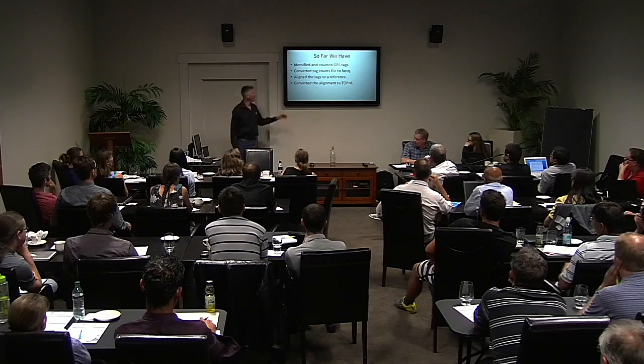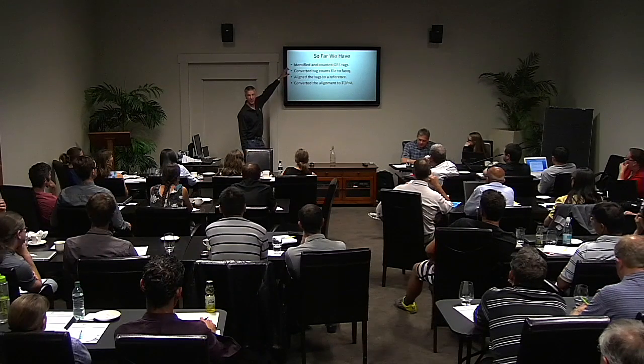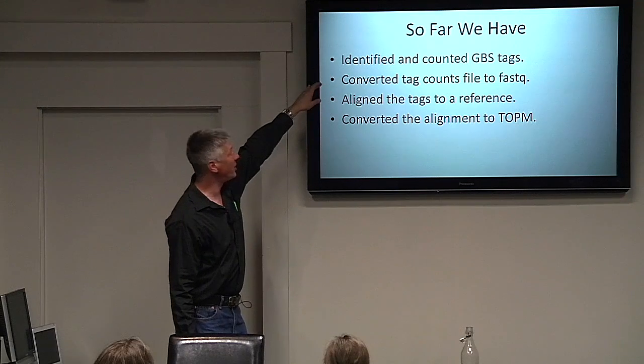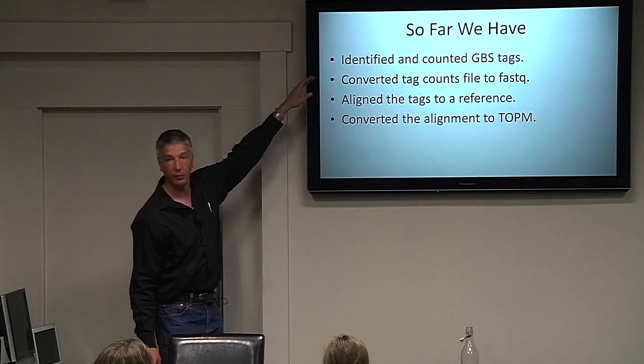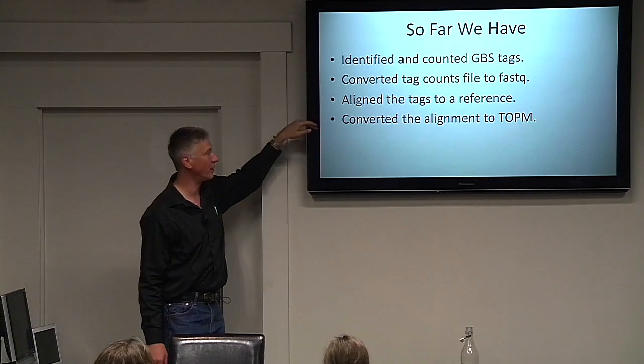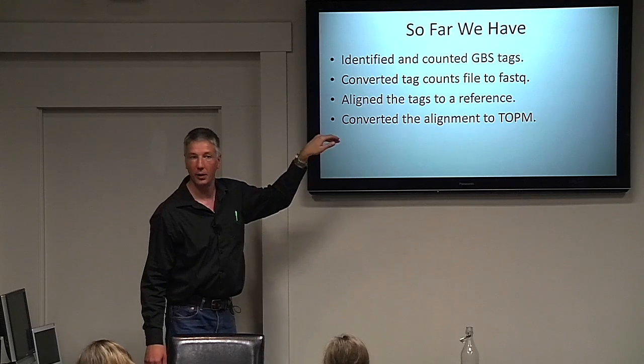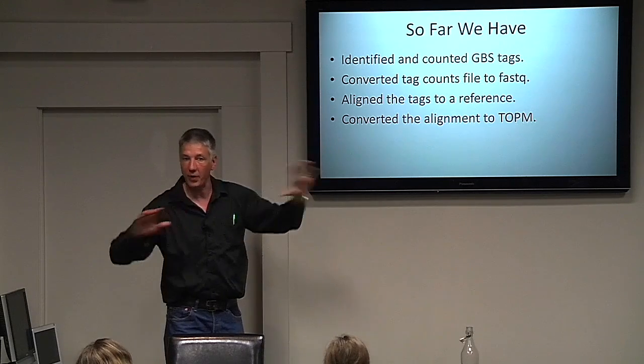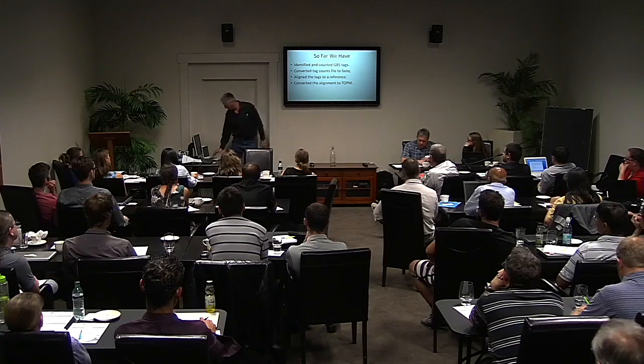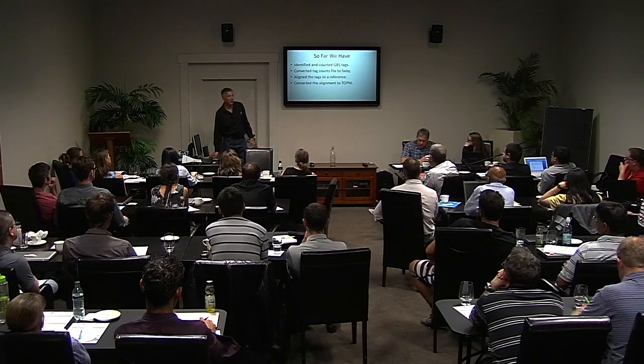Okay. So far what we've done is we've identified and counted the GBS tags. We've converted the tag counts to FASTQ, aligned them to a reference, and then converted the alignment to the TOPM. Is that reasonably clear what we've done so far? Okay. Anybody confused or lost?